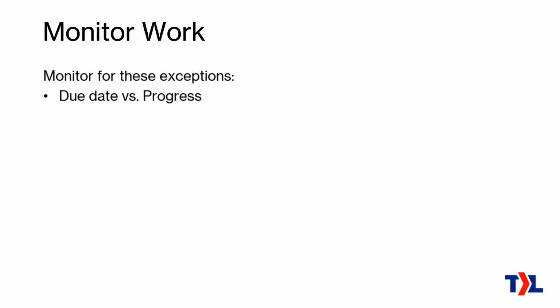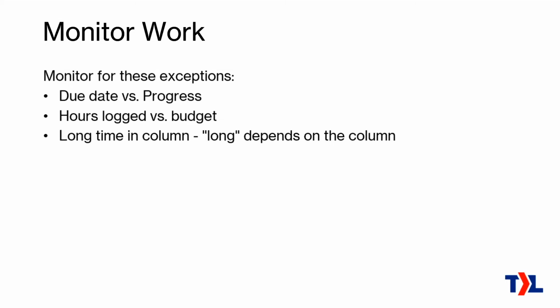We look at the due date versus the progress, meaning if the due date's coming up and the ticket's still not done, we want to know why. The hours logged versus the budget or the estimated hours on that work. We want to know if too much time is being spent on that for whatever reason. If it's spending a long time in a certain column, like we have an in progress column when the engineers start the work, if it spends 7 days in the in progress column, then that's not what we would expect. So we want to know why.